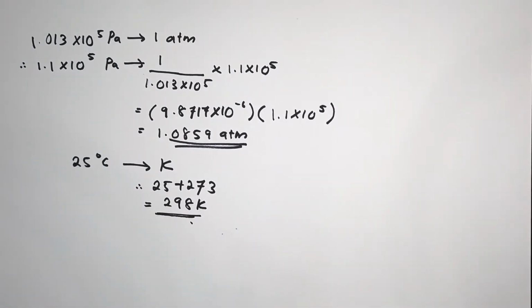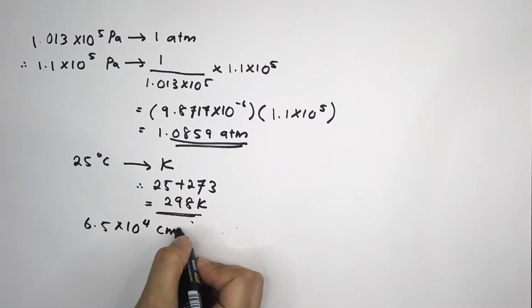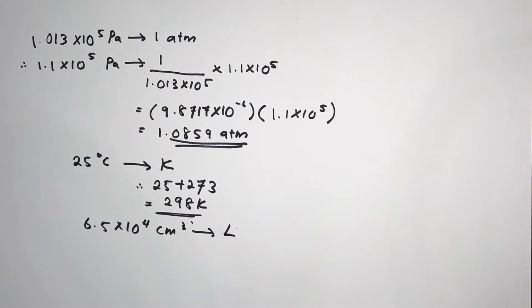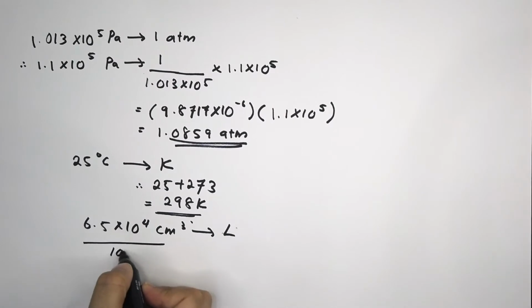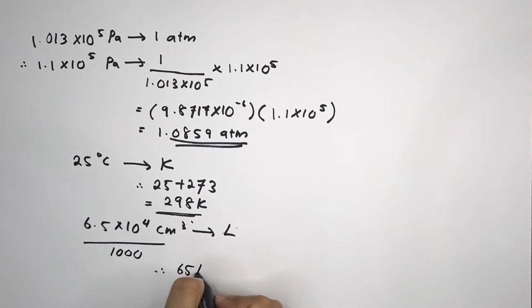The volume given to you in this question is in centimeter cubed, so it is 6.5 times 10 to the power of 4 centimeter cubed. You are going to convert it to liter. Centimeter cubed is the same as milliliter, and 1 liter is equivalent to 1000 milliliter. Because you need to convert to liter, you just have to divide by 1000. Therefore, you should get 65 liter.